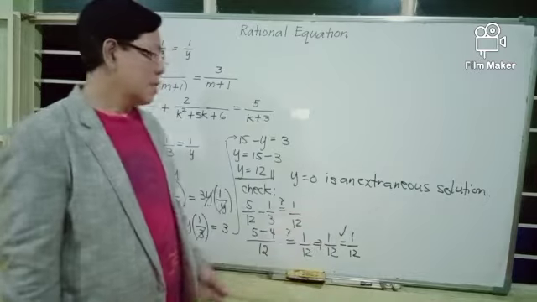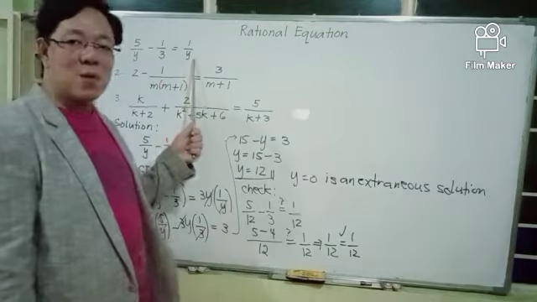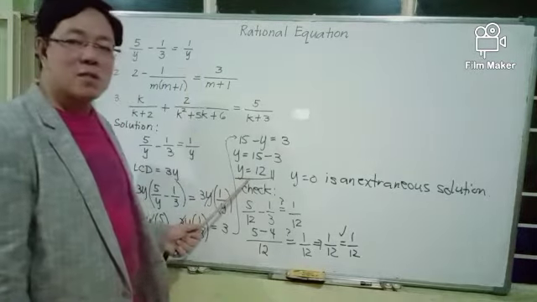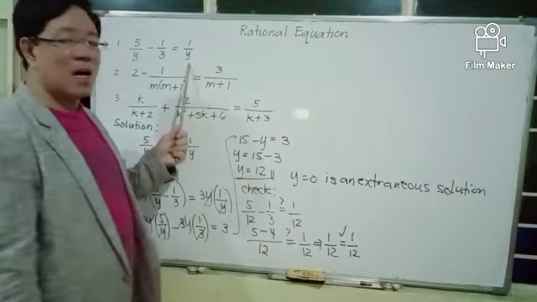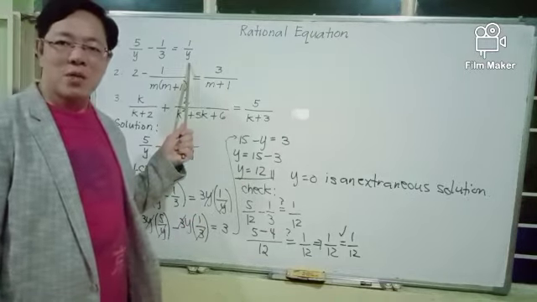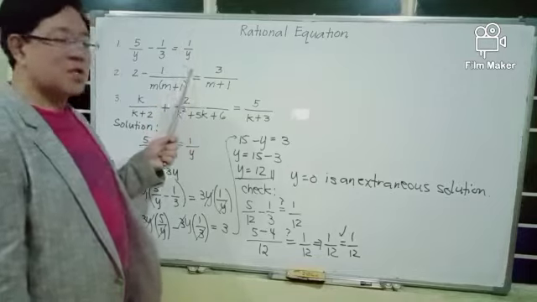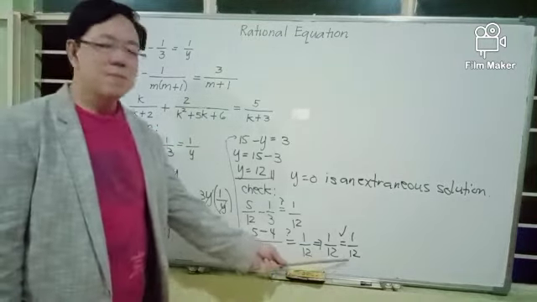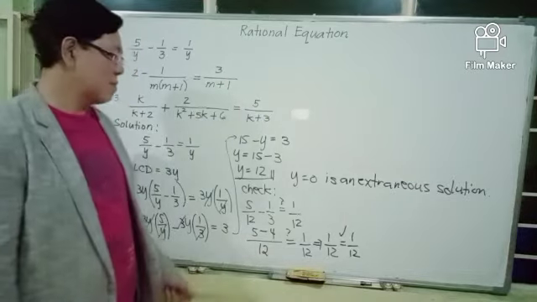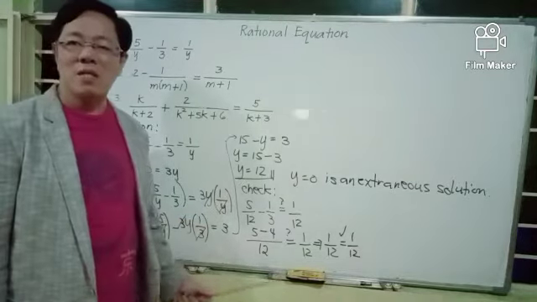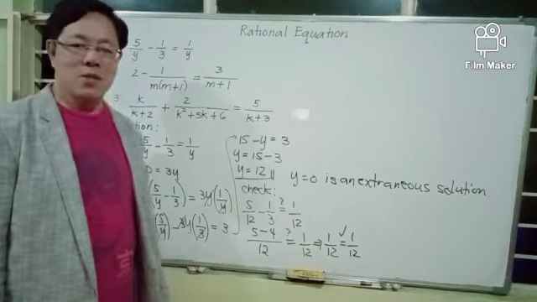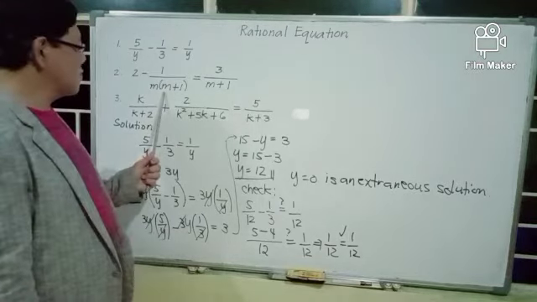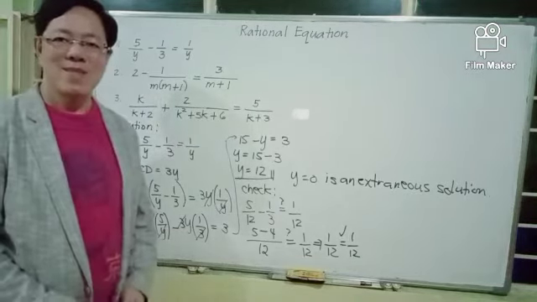and one of the rational expressions undefined, you reject that value of the variable and you call it extraneous solution. But in solving number 1, the value that we get is 12, and 12 does not make the denominator 0 and the rational expression undefined. It actually satisfies the given rational equation. So y equals 12 is not an extraneous solution. Now we solve number 2.